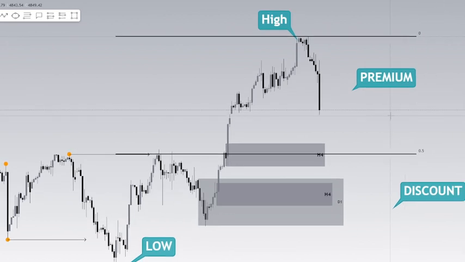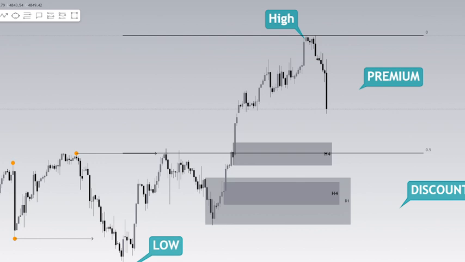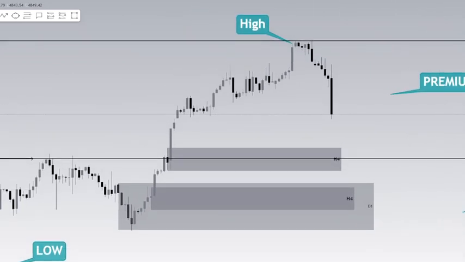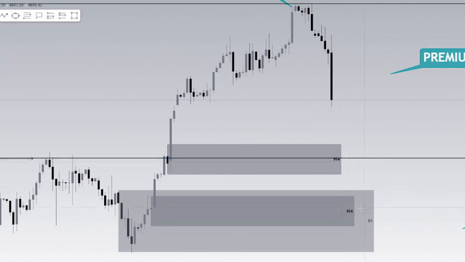So we've dissected two of the most important concepts in ICT. We looked at PD arrays and we looked at inefficiencies in price. And this is represented by these POIs over here, these H4 POIs, these gray boxes. These represent inefficiencies in price action.